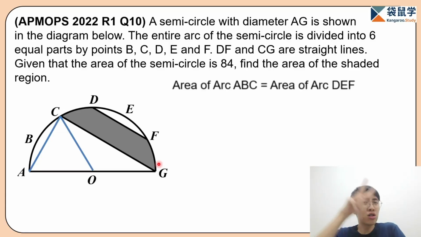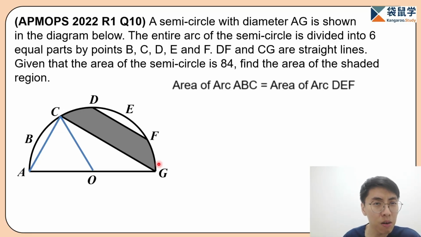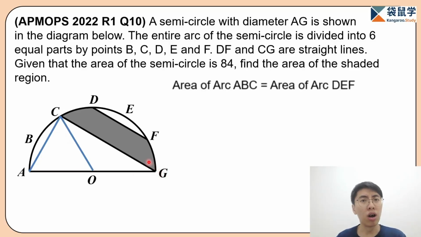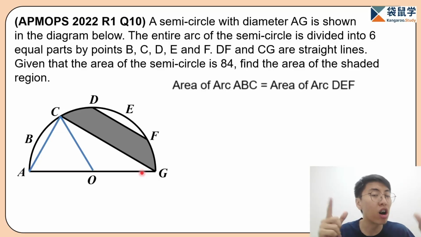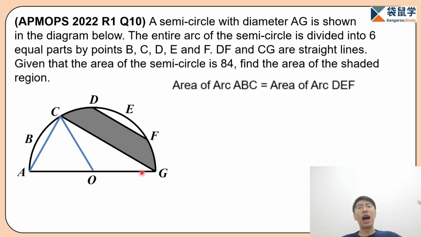Here we see we have 2 triangles. What do I know about these 2 triangles? For those of you that have done this before, you will know that these 2 triangles, AOC and COG, have the same base, because A to O should be the same length as O to G, as O is the midpoint of A to G. Now, is there anything else that we know? Both of these triangles actually have the same height.